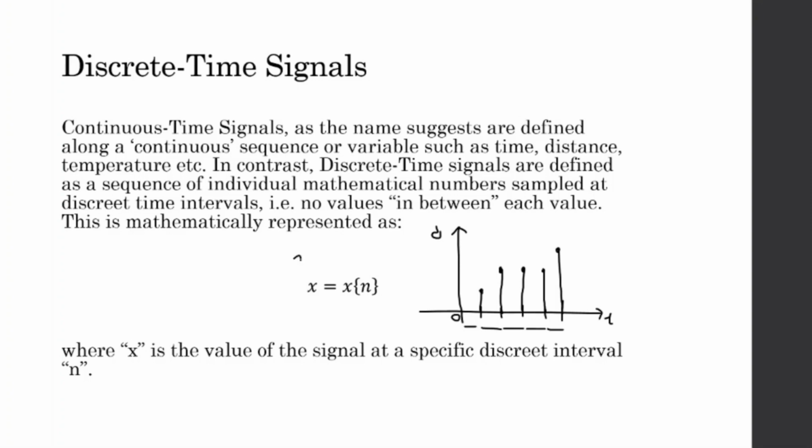Now, let us think of this mathematically. Say x of t was the original continuous time signal we drew before, then that could be modeled as a discrete time signal like this, where x is a function of n times ts, where ts is one interval between each recording. So what we can say is the discrete signal is made of n number of samples sampled over time intervals ts.